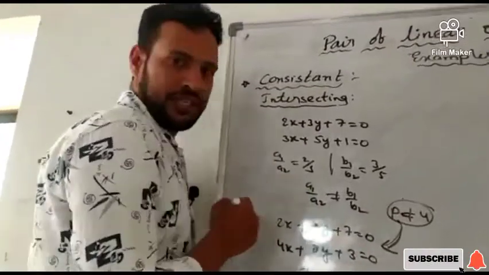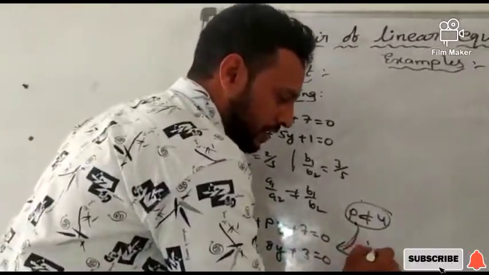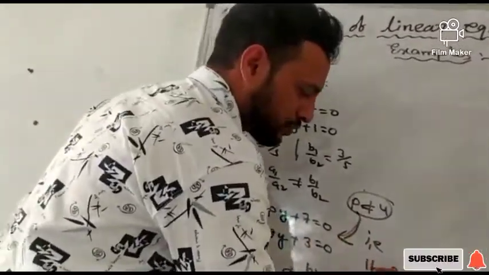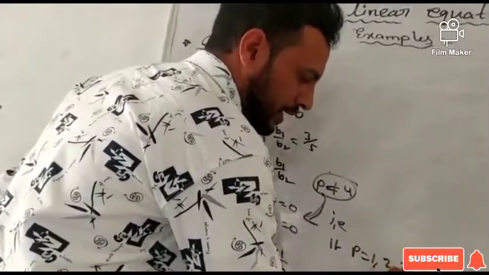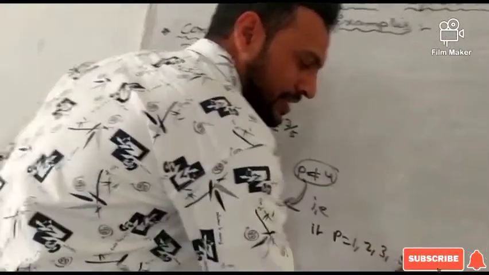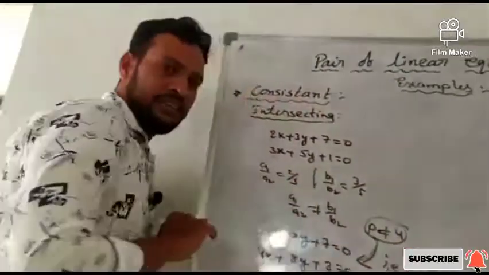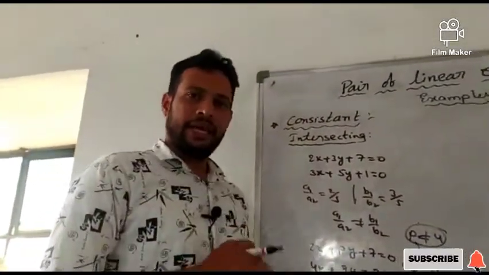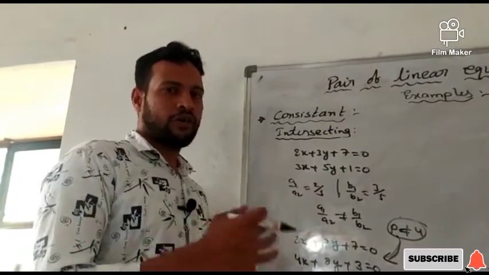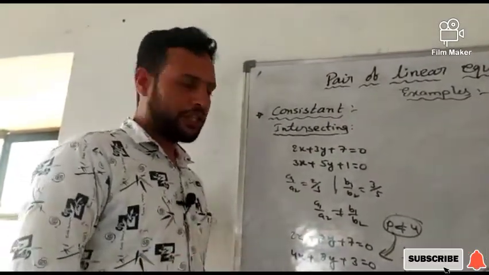Okay, the meaning of this is if p is equal to 1, 2, 3, 5, 6 and so on, except 4, then the given equations are consistent. In this way you are going to get questions for 2 marks or in objective.